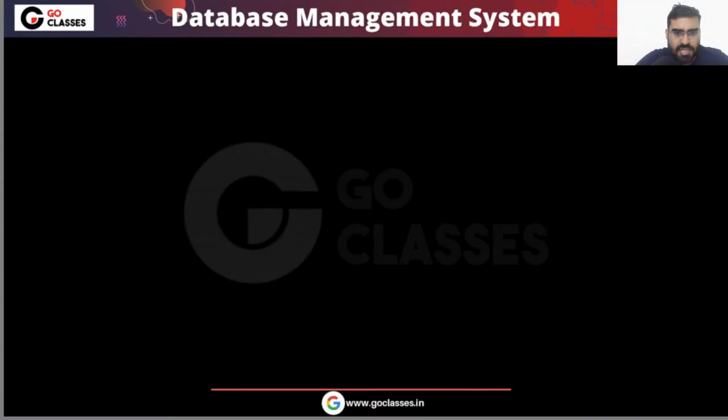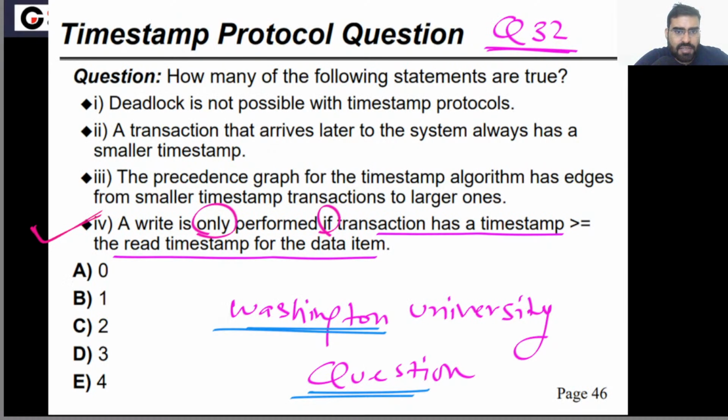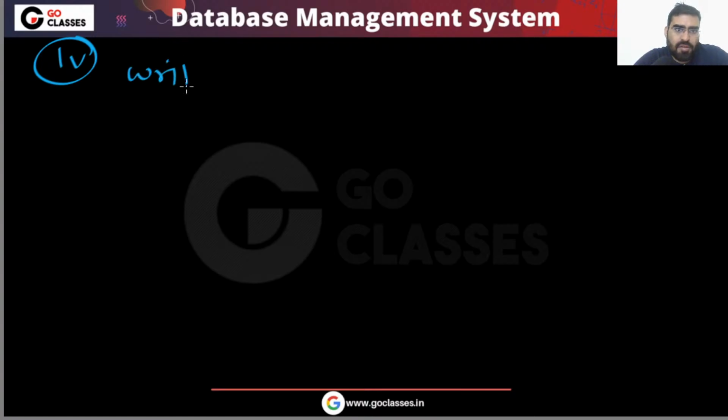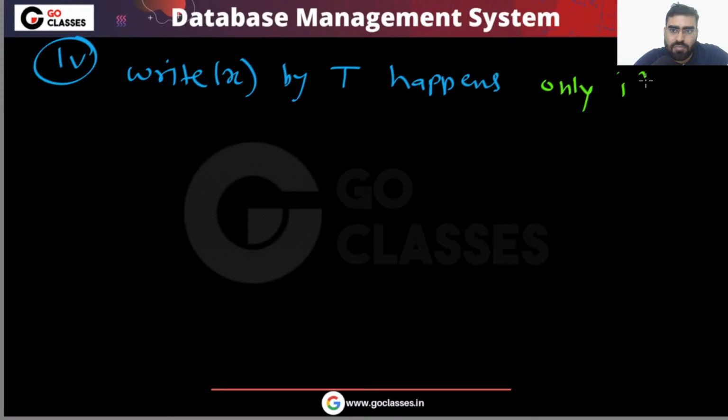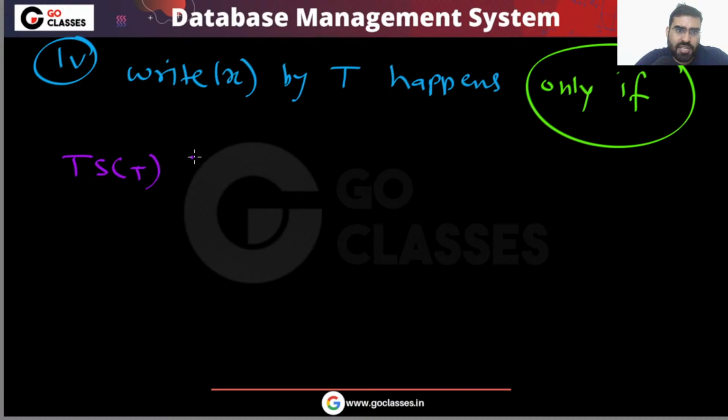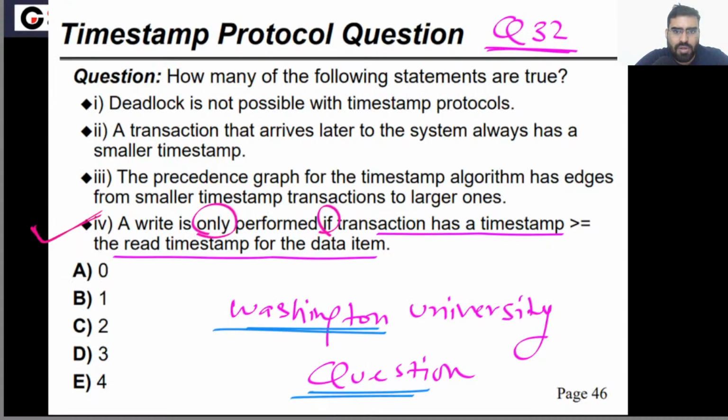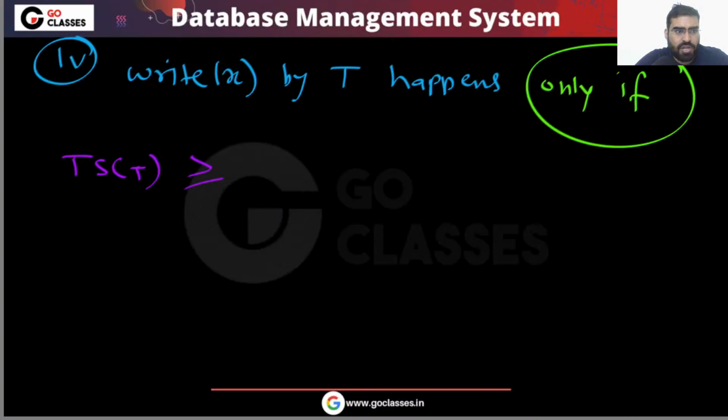Look at statement number 4. What is statement number 4 saying? It is saying that a write, for example write x by T, happens only if. Only if means this direction. Only if is the forward direction. Only if the timestamp of T is greater than or equal to the read timestamp for the data item.